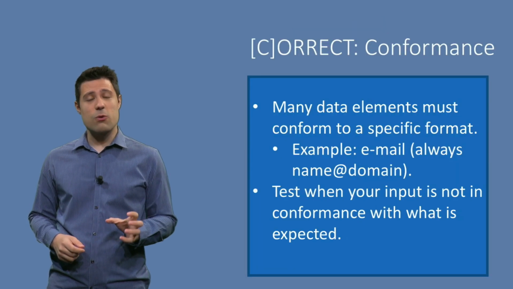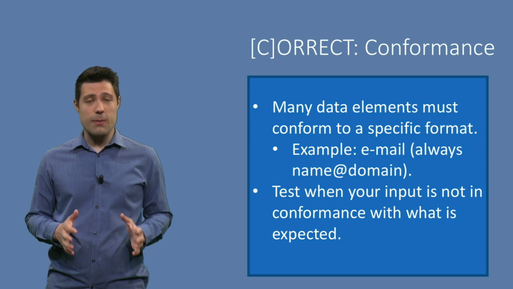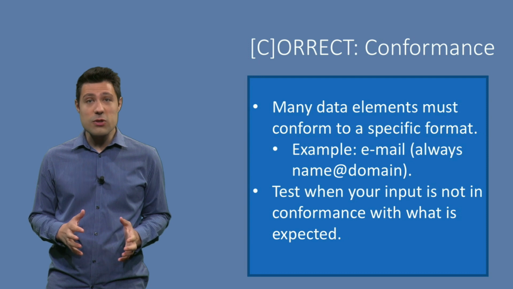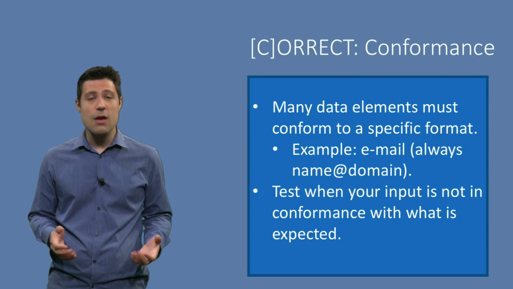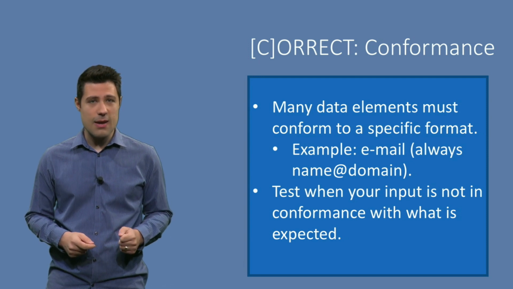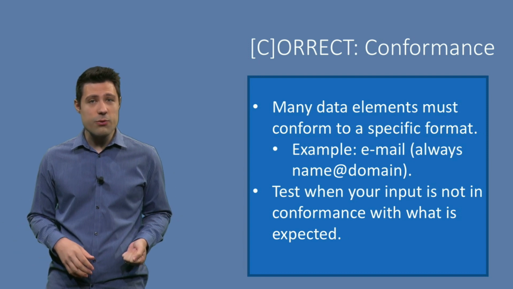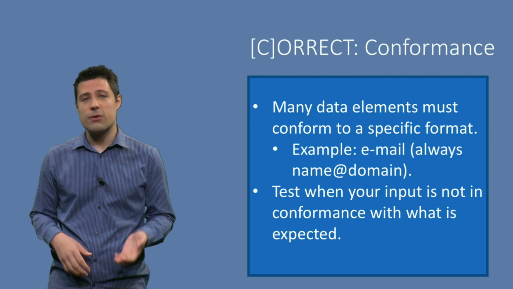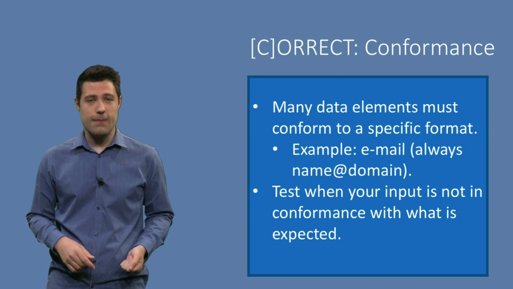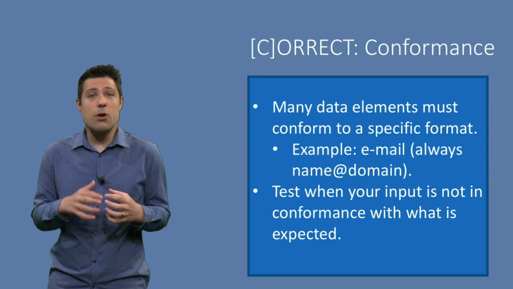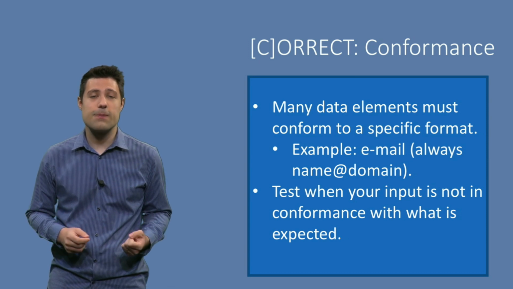So the first C from CORRECT stands for conformance. And this is about some data element that we receive as an input and that must conform to a specific format. For example, an email always has a name, @ and then a domain. What happens to a program if you don't provide an email that is valid? For example, an email without a domain. So make sure that you're testing when your inputs are not in conformance with what is expected.